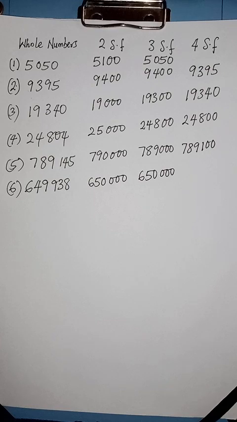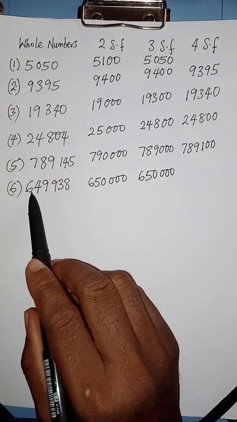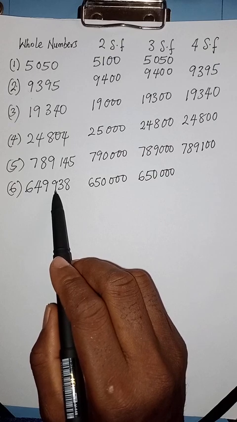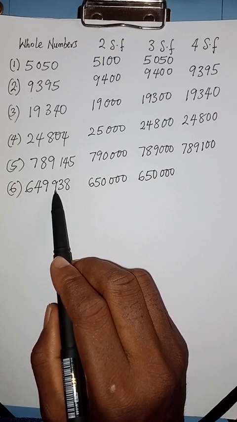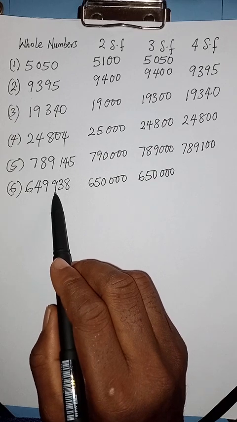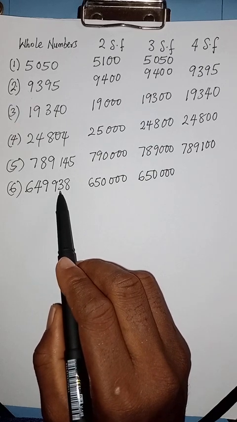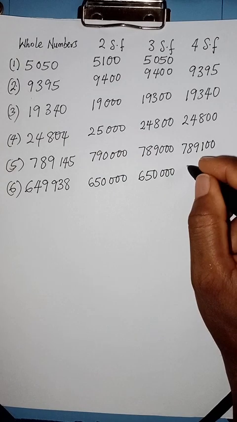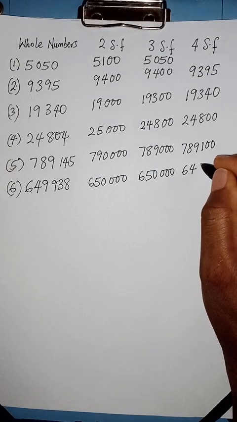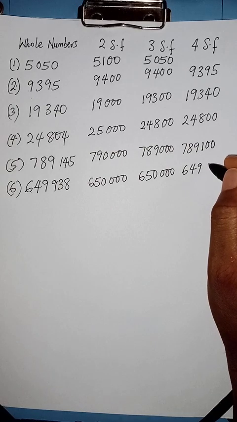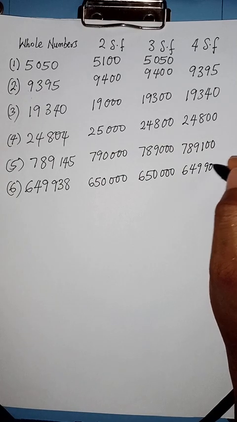What about the four significant figures? 6, 4, 9, 9 are the four significant figures. Before I write it, I will check the digit after the fourth significant figure. It is 3. So I'm going to round down. So I'm going to have 6, 4, 9, 9, and then 0, 0.